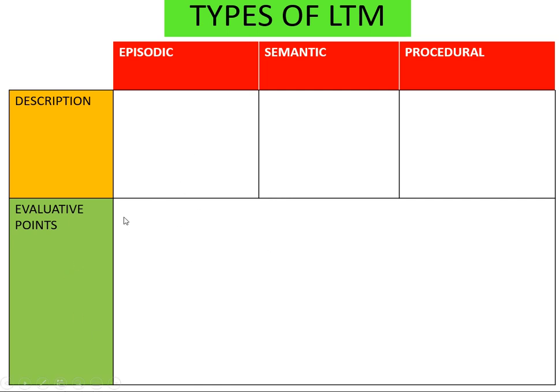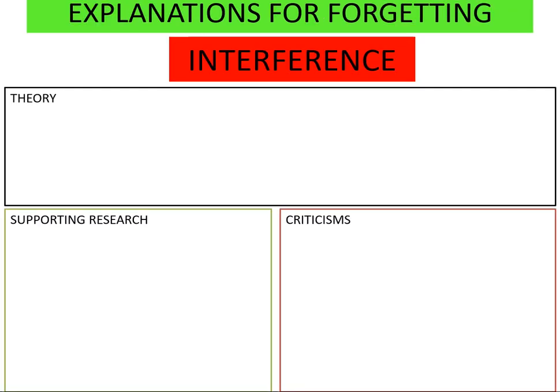For evaluative points, please bring in the case study of Clive Waring here, because Clive Waring clearly had elements of his episodic memory but no current. He had some semantic memory, and he largely maintained a lot of his procedural memory. Again, note down which bits he did maintain and which bits he didn't.